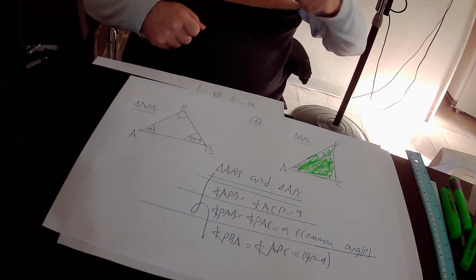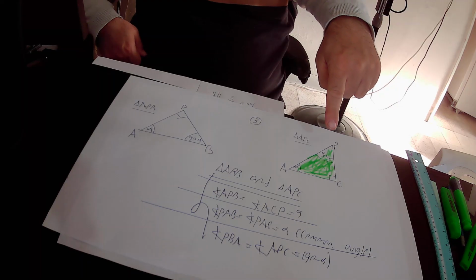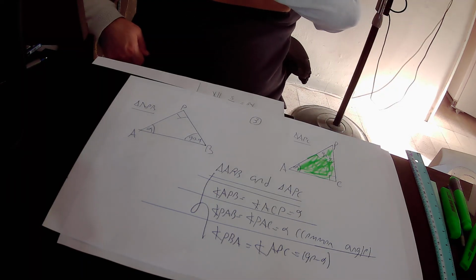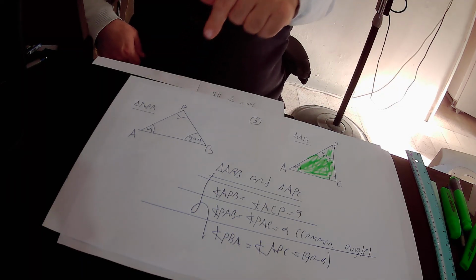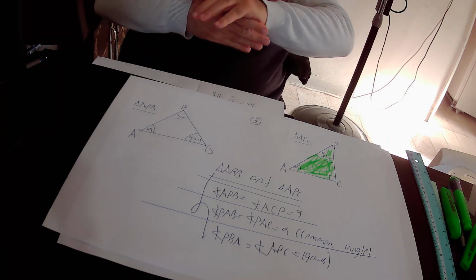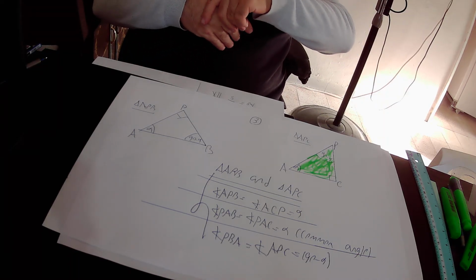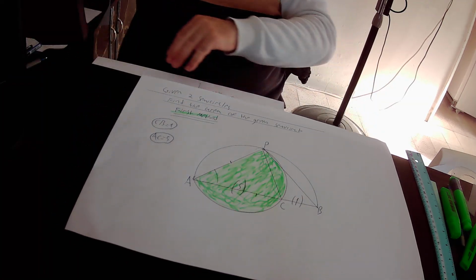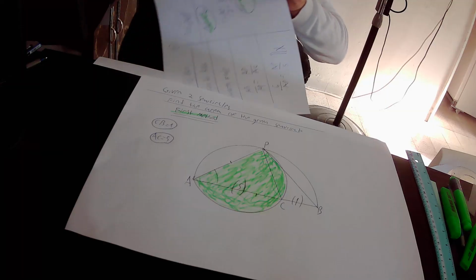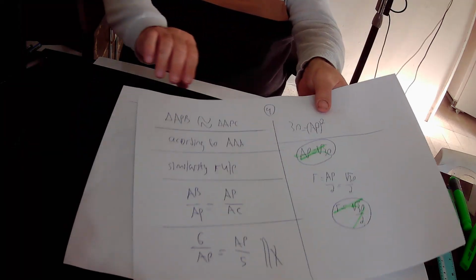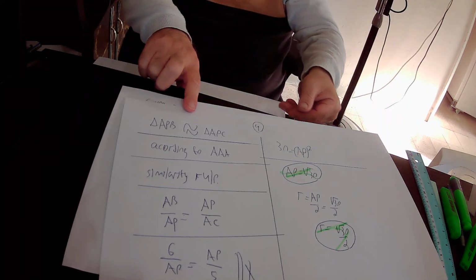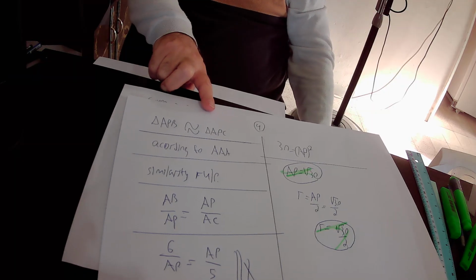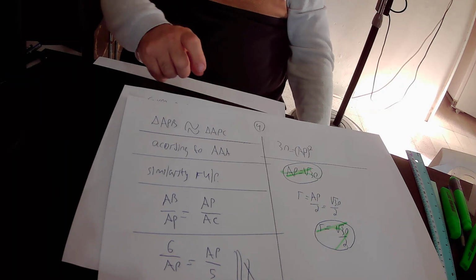So all the angles of this green triangle APC are correspondingly equal to all the angles of this white triangle APB. Therefore, those two right triangles are similar to each other according to the angle similarity rule. Repeat again, we proved that the white triangle APB is similar to the green triangle APC according to the angle similarity rule.